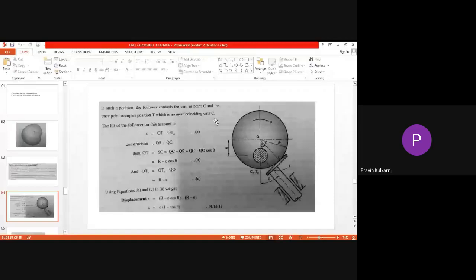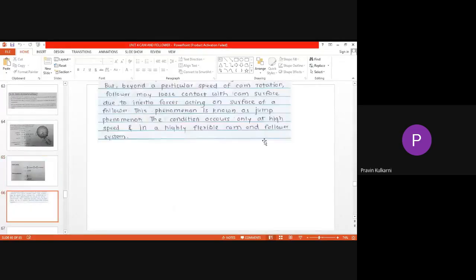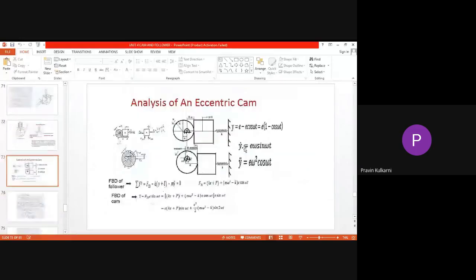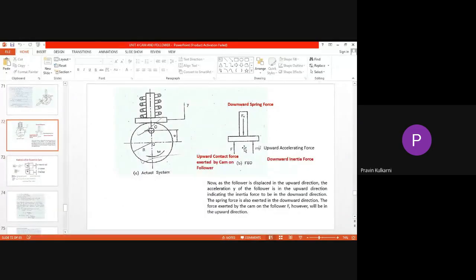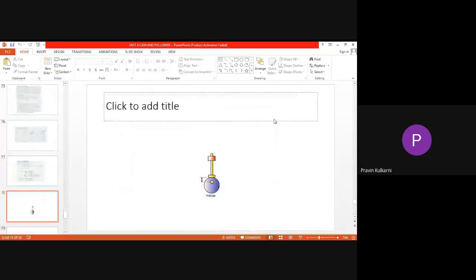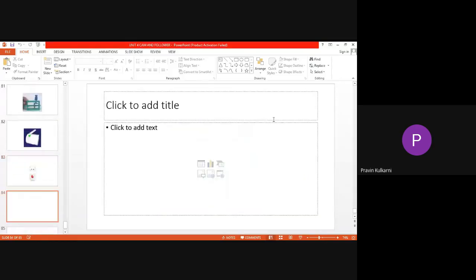Eccentric cam, yes. In case of eccentric cam, the shaft is away from the center of the cam, and displacement is given by x equal to e into 1 minus cos theta. This is our setup. Yes, jump speed. What happens at jump speed? At jump speed, there is no contact between cam and follower, and after that event, the follower will re-establish the contact with some thudding noise. So analysis of this. Okay, yes.